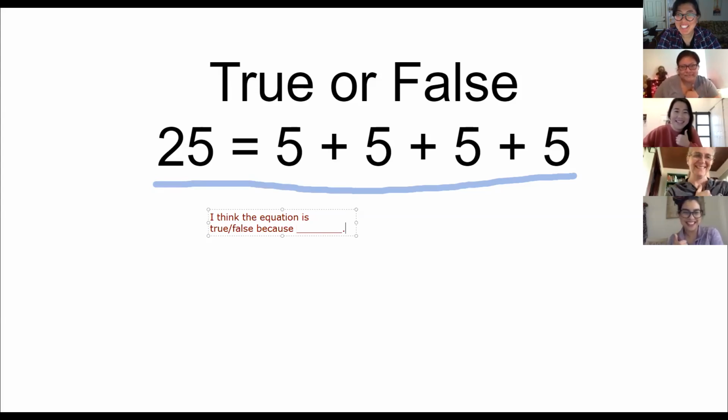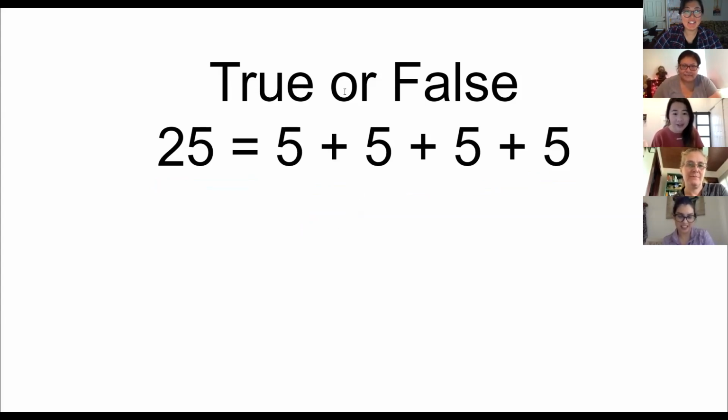All right, Miss T. I think the equation is false because I think 5 plus 5 plus 5 plus 5 equals 20 and not 25. And we know that in an equation, whatever's on one side of the equation has to be the same as the other side of the equation. Okay, let's stop right here.